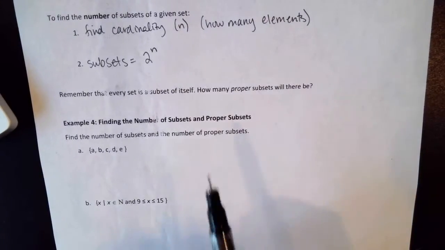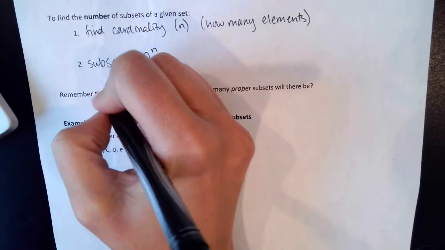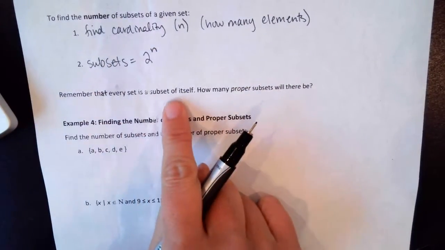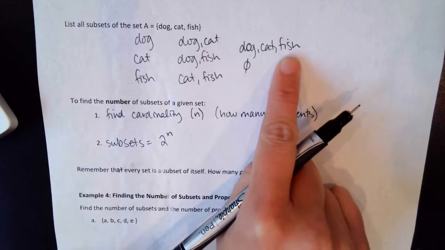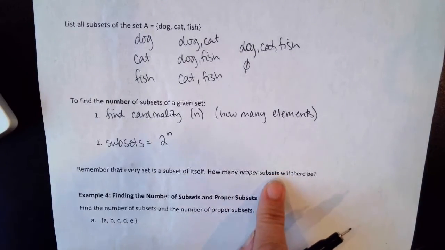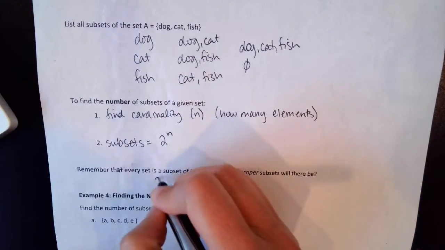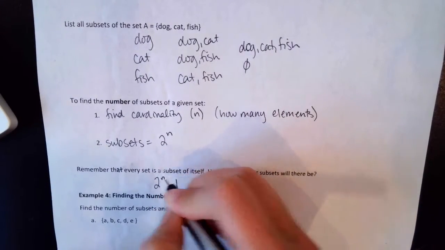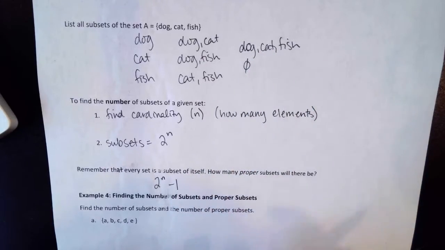All right. So you remember that every set is a subset of itself. If you look up here, whenever we listed it, I also listed dog and cat and fish. So if I'm asking you how many proper subsets there will be, meaning sets that have fewer elements than the original, you'll do 2 to the n minus 1. So whatever you get, you'll just take off the 1 that has every single element in it.